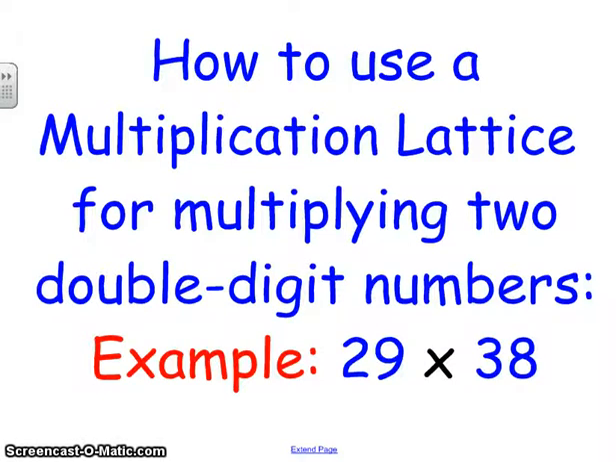Hello students, this is Mr. Rivera, and in today's video we're going to show you how to use the multiplication lattice to multiply two double-digit numbers. In this video we're going to use the example of 29 times 38.